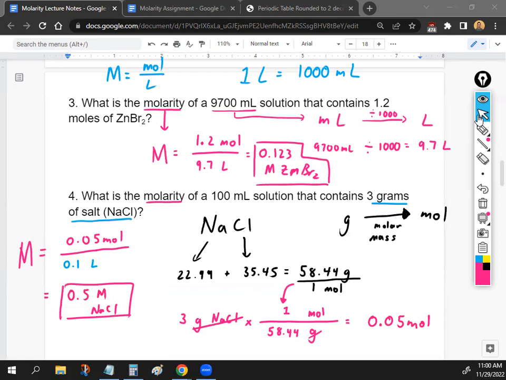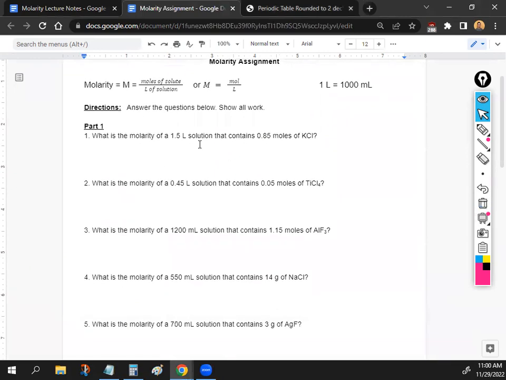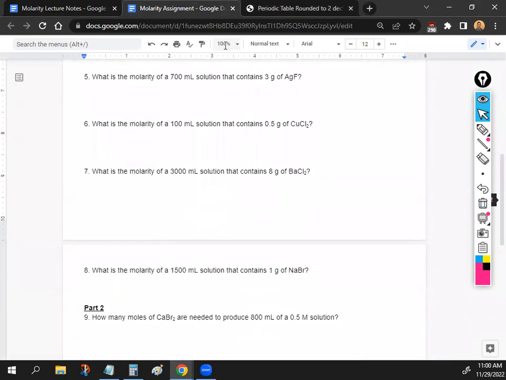Okay, so for the last problem, I'm gonna have you guys try number 1 on your homework since you're gonna be doing that anyway, and then we'll go over the answer. So I'll give you the answer to one of your homework problems. So let's pull up your assignment. Actually, let's not do number 1. Let's do the last problem on your homework.